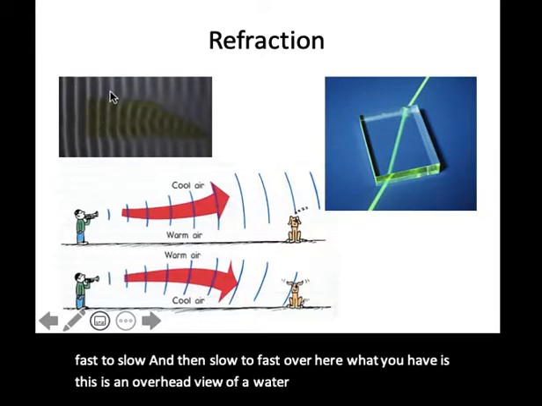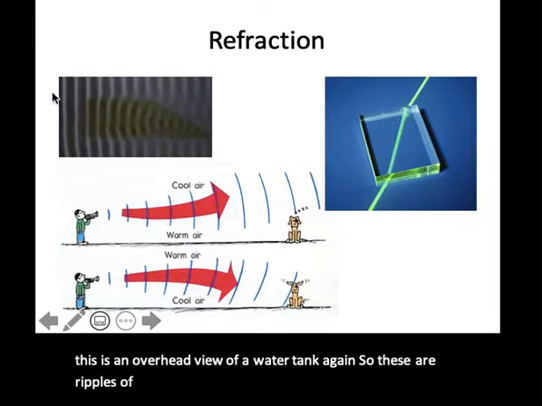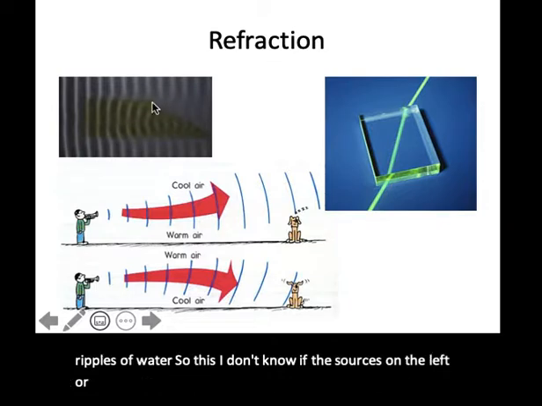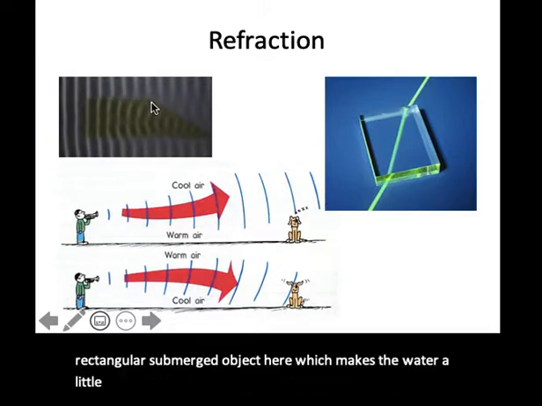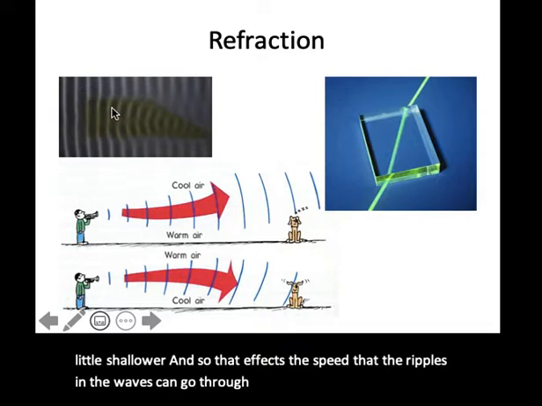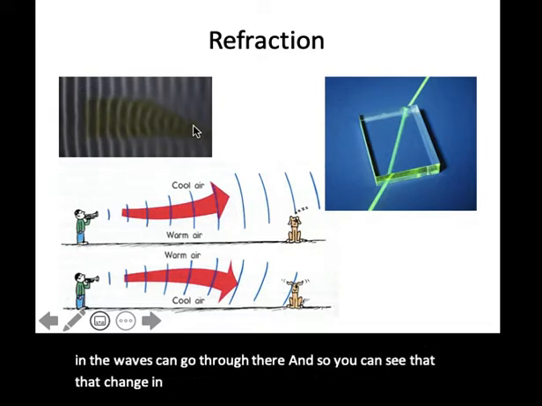So these are ripples of water. I don't know if the source is on the left or the right, but you can see there's this kind of triangular, rectangular, submerged object here, which makes the water a little shallower. And so that affects the speed that the ripples and the waves can go through there. And so you can see that that change in speed actually bends the waves where the obstacle is underwater.